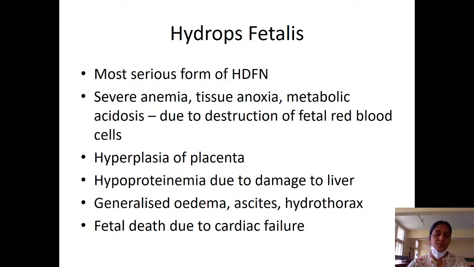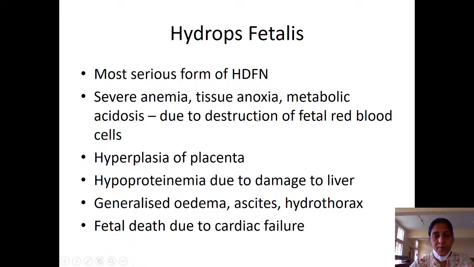The most serious form of hemolytic disease of fetus and newborn is hydrops fetalis. Why does hydrops fetalis happen and how? Because of rapid destruction of red cells, there will be severe anemia, which causes tissue anoxia. Because of the tissue anoxia, there will be metabolic acidosis, and there will be hyperplasia of the placenta, because the body will try to transfer more oxygen through the placenta to the baby. So there will be a large placenta.